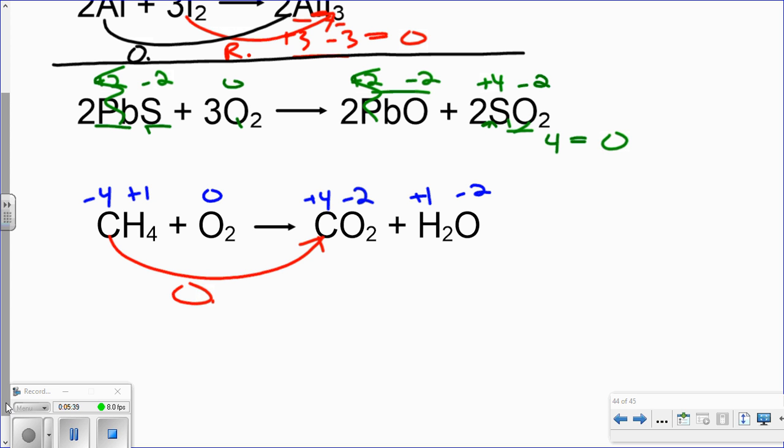Oxygen went from 0 to negative 2. In both cases, actually, you see 2 negative 2's over there. So oxygen went from 0 to negative 2, got more negative. It got reduced. So oxygen got reduced, and carbon got oxidized.